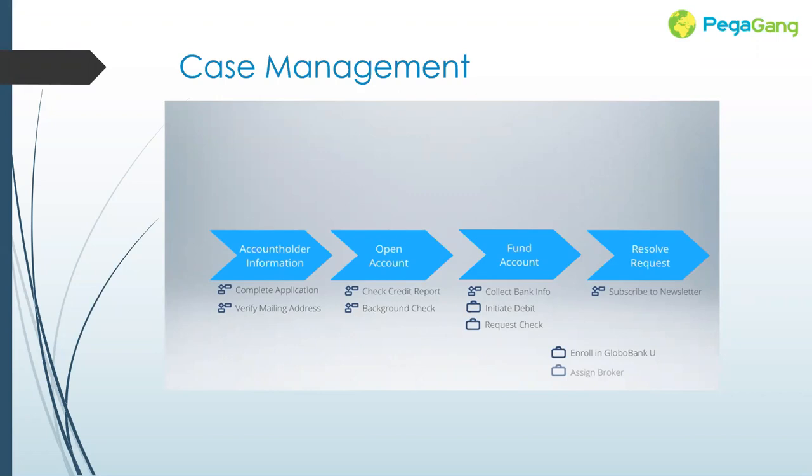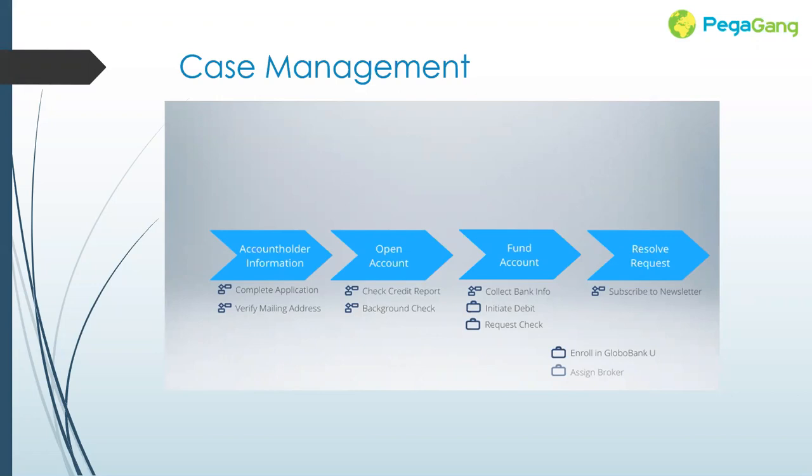So to bring everything under one roof, Pega is implementing this case management. Here in this PPT, we see it is about, I think, a bank, and it's about account holder information. In account holder information, we have the complete application, mailing address, and everything in one place. The next step is about opening an account. It is about a background check and the credit report.